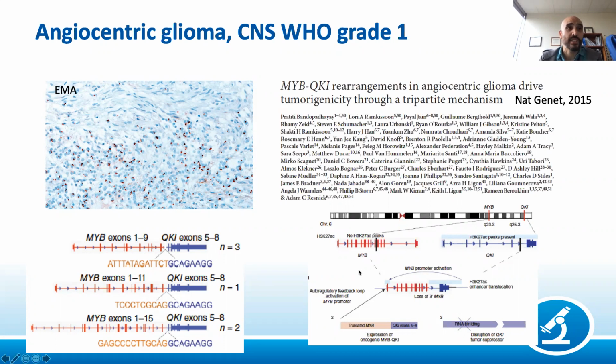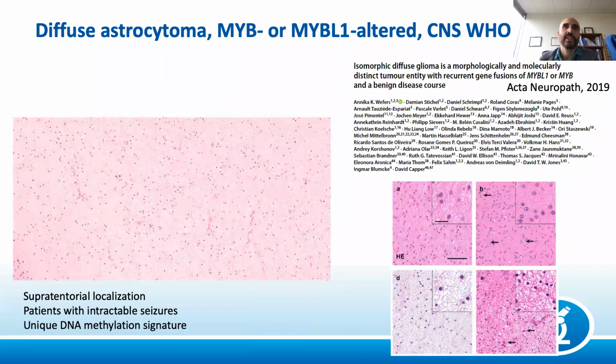And what this fusion does is, it's been shown, it actually increases expression of MYB, and of course tickles all of its downstream effectors. Okay. So contrast that now with another recently developed entity, the diffuse astrocytoma, MYB or MYBL1 altered, CNS WHO grade 1. So this entity actually emerges from a diagnostic entity that was previously referred to as isomorphic diffuse glioma or isomorphic diffuse astrocytoma, so called because of this very characteristic monomorphism that the tumor cells would exhibit.